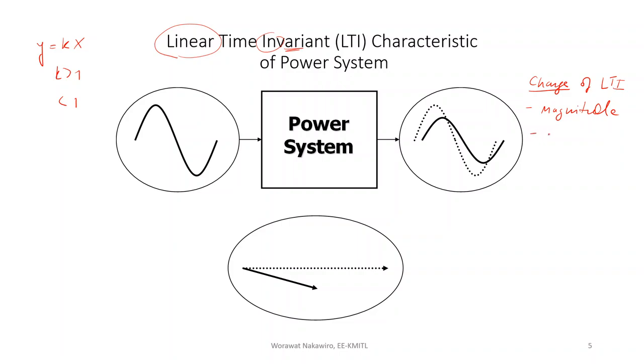The other thing that can change is the phase angle. For example, you can see from here that for the output, you have to pick a reference. You learned this from circuits already: if you put the reference at this position, you see the output here. The output leads the input, or you can say the input lags the output. Here I put the dot as the output, and the dark line is the input.